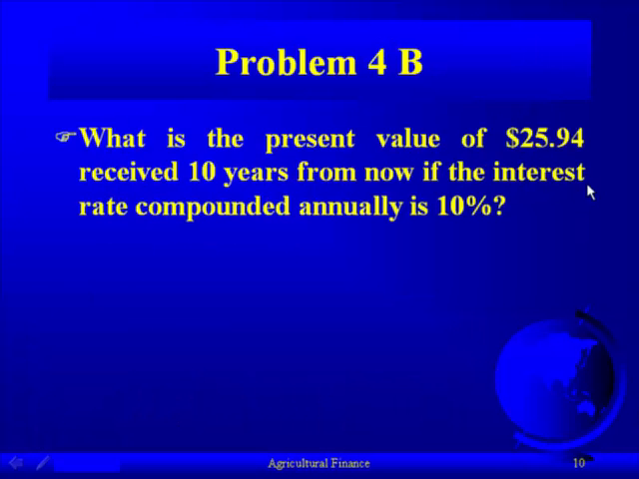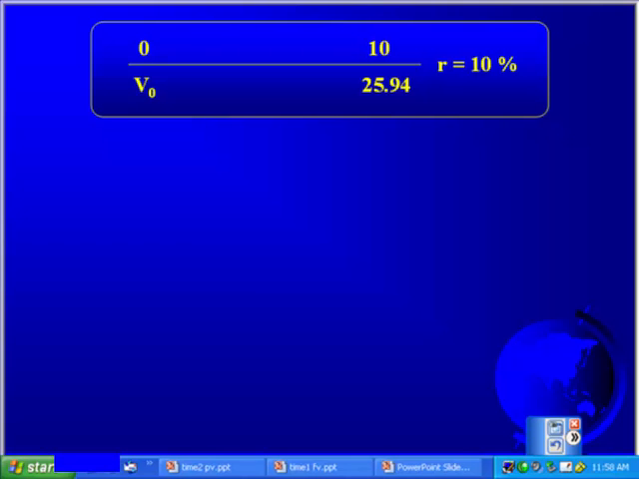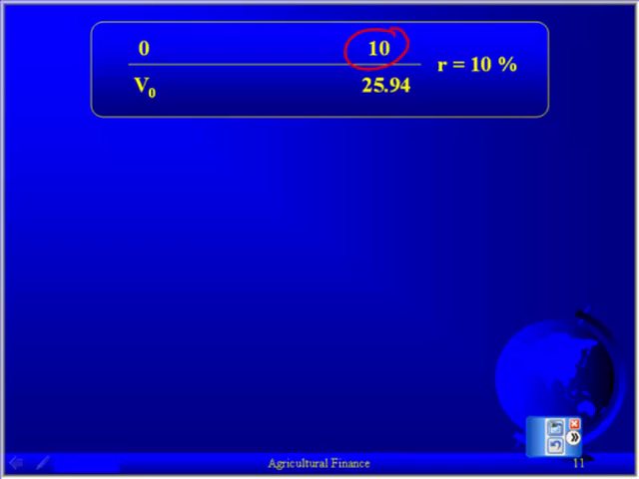$25.94. Okay, for problem 4B, and I'm relating A and B, now let's ask the question: what is the present value of $25.94 received 10 years from now if the interest rate is compounded at 10%? But now let's work it out so we can see that our equations work. In this particular case, notice that at the end of the 10th period, we have $25.94. The question is what is that worth today? Where today is represented by time period 0, given that the interest rate is 10%.